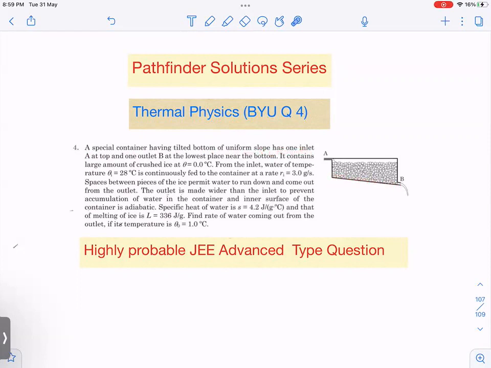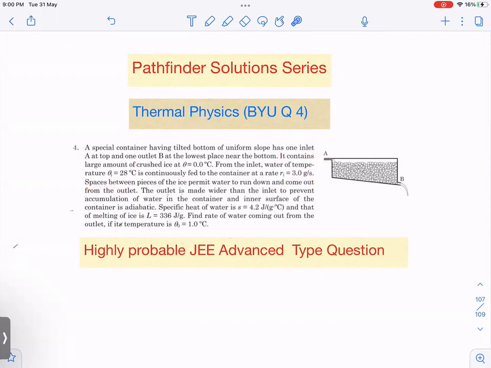It has one inlet A at the top, and one outlet at the lowest position. So this is the outlet, and this is the inlet near the top. Now it contains a large amount of ice at 0°. From the inlet, water of temperature theta I equal to 28 degrees is continuously fed to the container at this rate, Ri. So from here, water is continuously coming.